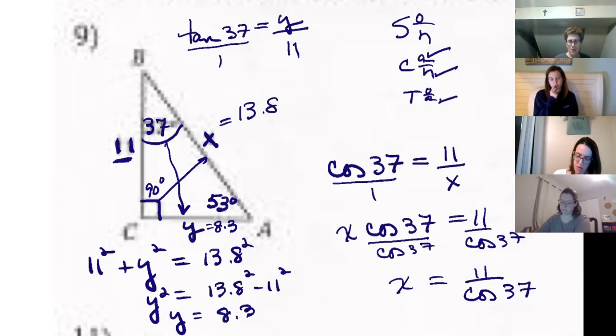So you can get a missing side either by using SOH CAH TOA or Pythagorean Theorem when you have a right angle. The only way you're going to get a missing angle is to go ahead and use your SOH CAH TOA and then use inverse trig. Once you find one missing angle in a right triangle, just use subtraction from 180 to get the other missing angle.